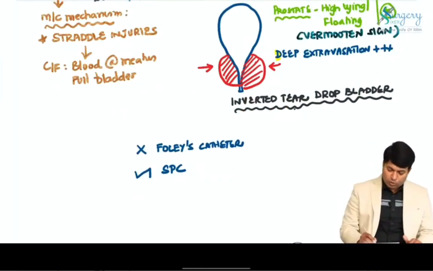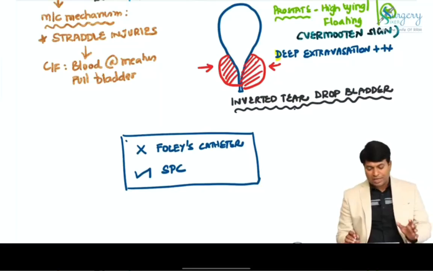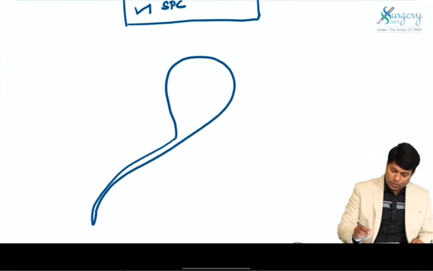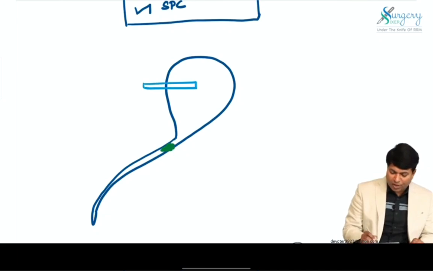This is a very classical MCQ. So, do's and don'ts: Foley's catheter must not be put in a urethral injury. Suprapubic catheter must be put in a urethral injury. So now see, this is a urethral injury here. I have put an SPC and I am draining the urine outside through the SPC.